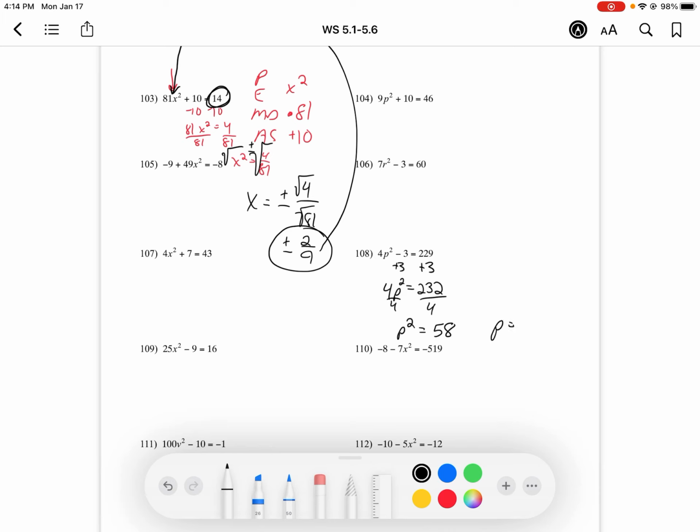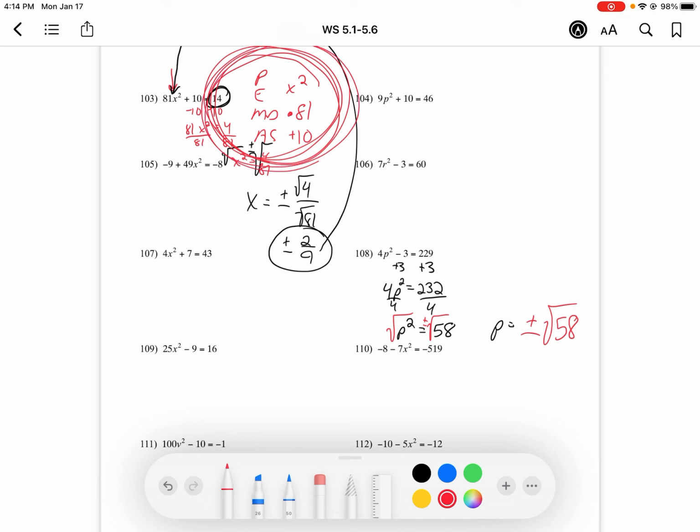So then p equals, how do we undo squaring? Square root. Don't forget the plus or minus. p equals plus or minus, positive and negative, square root of 58, which is about 7.5. But it's actually some weird looking decimal. All right. That's how it goes. Check your answers as you're going. Take your time thinking about what's being done to the variable and how you undo it, and make sure you undo it in PEMDAS backwards from the bottom up fashion.